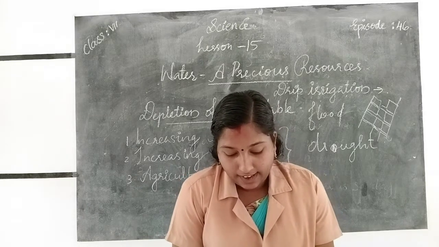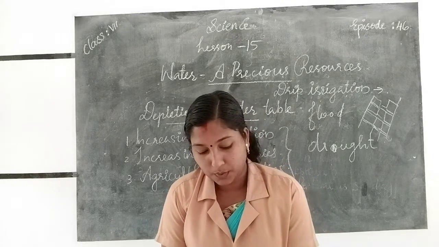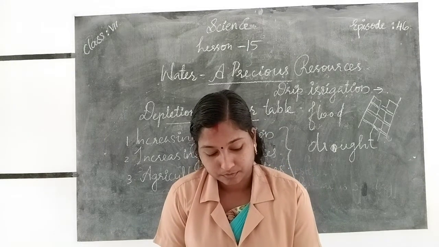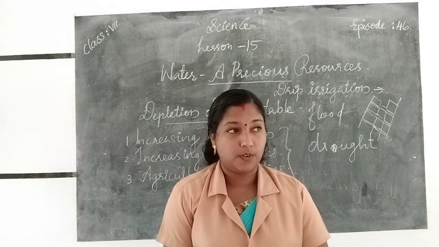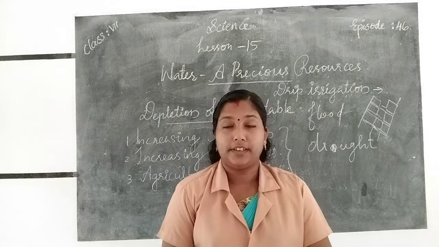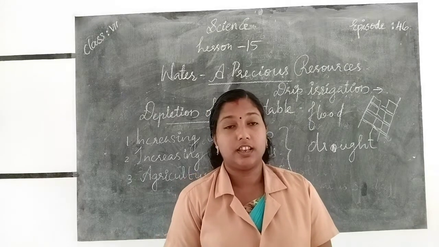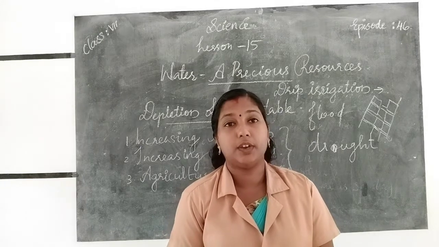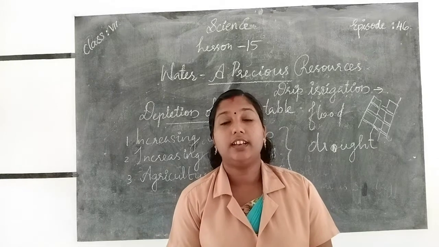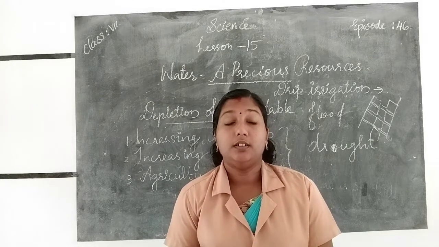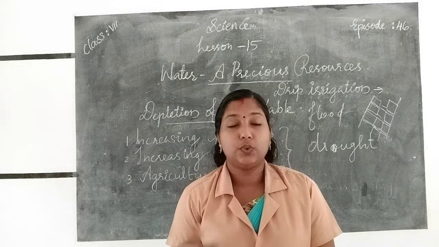Then we can say clouds. How are clouds formed? First of all, the water levels in the water bodies decrease day by day during the summer season. What happens? Due to the heat of sunlight, the water evaporates. Water is changed into vapor form.